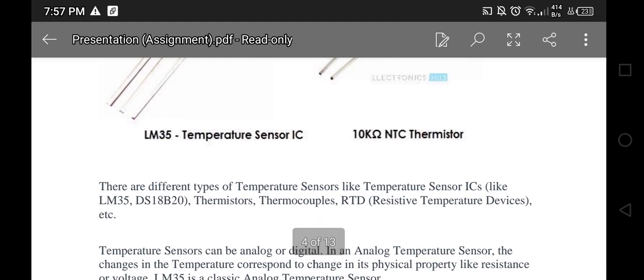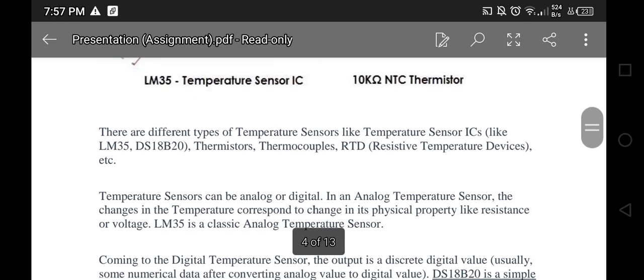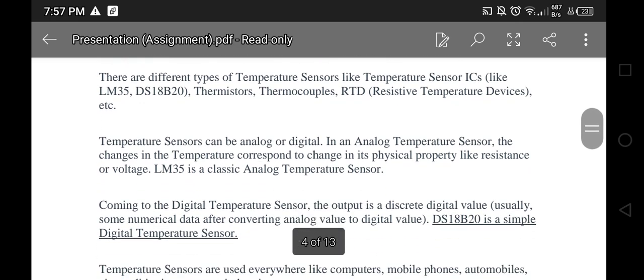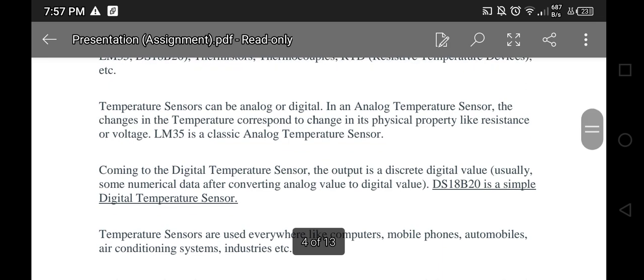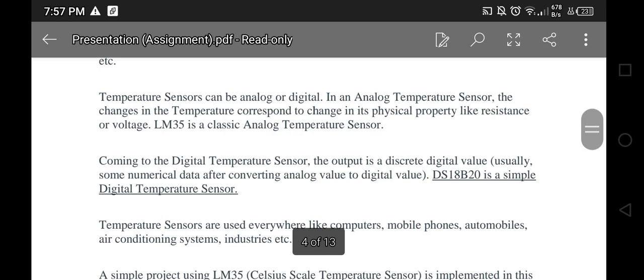There are different models of these temperature sensors, which are given below: ICs like LM35, DS18B20, thermistors, thermocouples, and RTDs, which are the resistive temperature devices. These temperature sensors can be analog or digital. In an analog temperature sensor, the change in temperature corresponds to a change in a physical property like resistance or voltage. LM35 would be the classic analog temperature sensor.